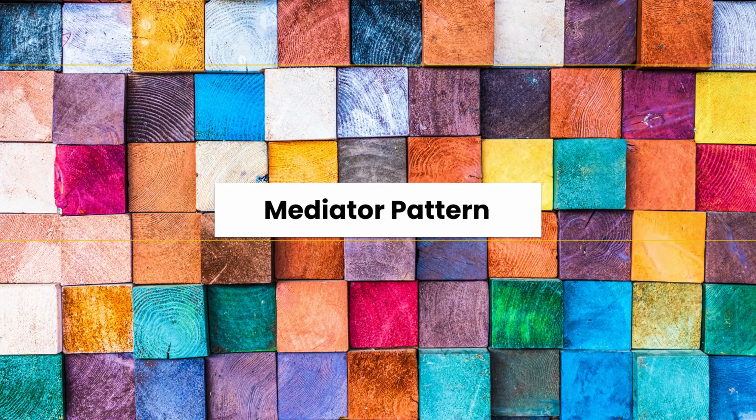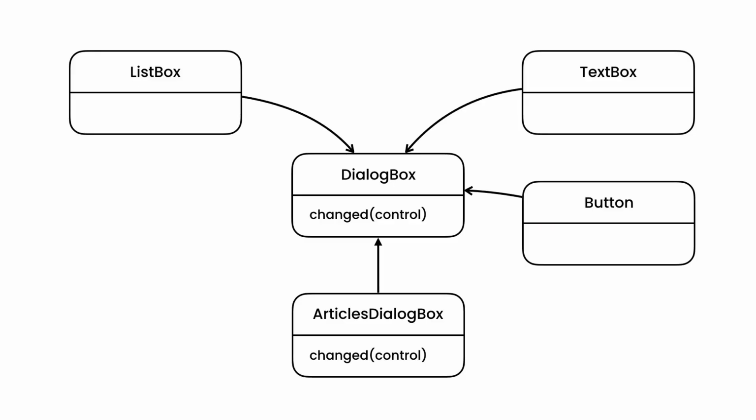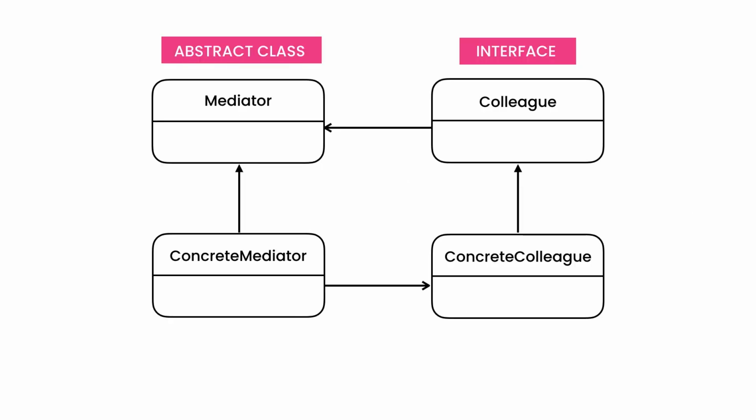The reason this pattern is called the mediator pattern is because this dialog box is mediating the interaction of these objects. So they don't know about each other, they only know their mediator. Here's the classic structure of this pattern. We have this mediator class, which is an abstract class, that is like our dialog box. And we have the concrete mediator that extends this class. This is like our articles dialog box.